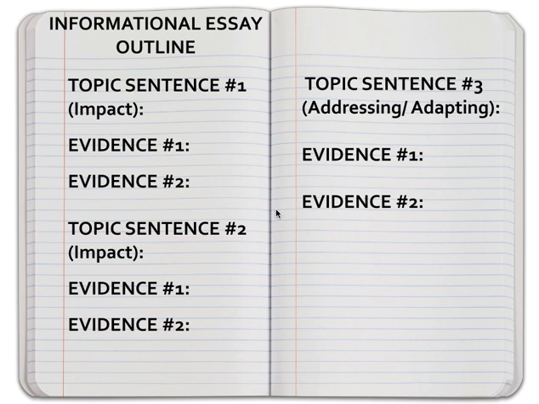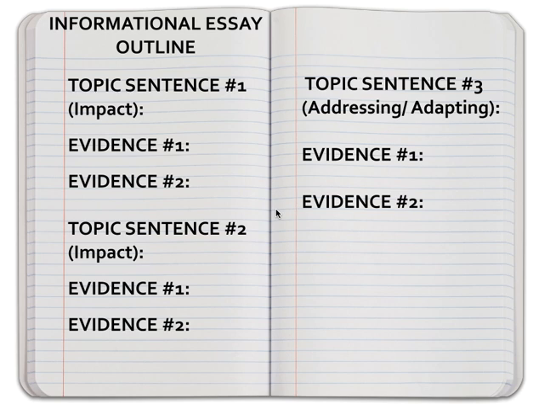By the end of the period today, your goal is to outline your informational essay. The first thing I want you to do is to take out your composition notebook, open to 2 blank pages. Title the page Informational Essay Outline, and then create this outline.